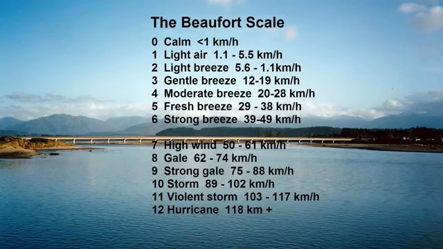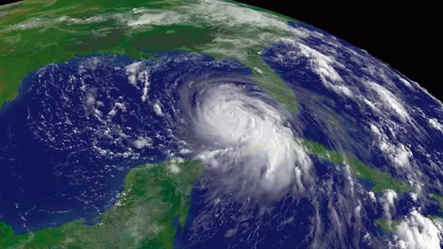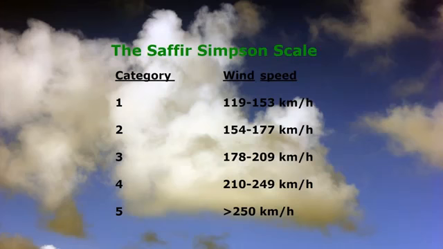A 0 on the scale, or calm air, is wind speeds of less than 1 km per hour for a 10-minute period. At 12 on the scale, we have hurricanes, with wind speeds in excess of 120 km per hour. For hurricanes, there is a separate scale called the Saffir-Simpson scale. This scale ranges from Category 1 to Category 5, with a 5 category hurricane being the most destructive, with winds of over 252 km per hour.